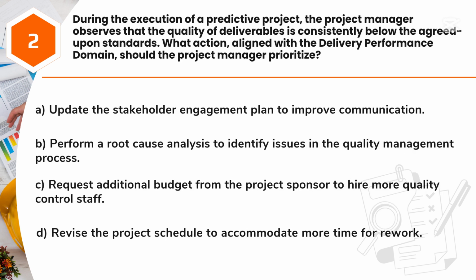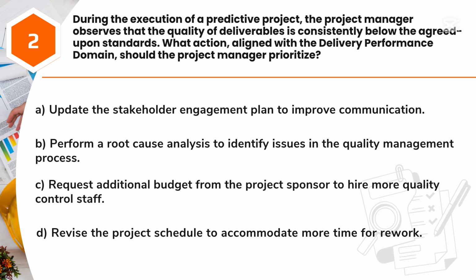Question 2. During the execution of a predictive project, the project manager observes that the quality of deliverables is consistently below the agreed-upon standards. What action, aligned with the delivery performance domain, should the project manager prioritize?